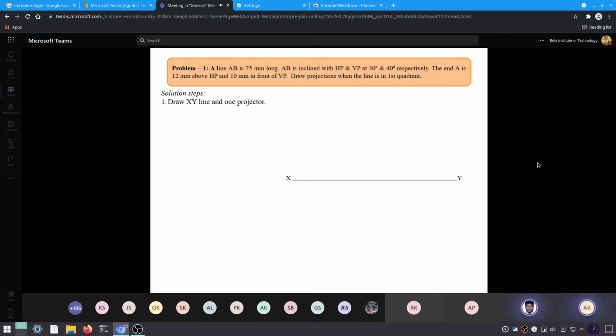Very good. So we'll start the construction with the XY line. On this line, we'll draw our point A, right? You can choose this randomly, so that your complete projection will come on one page, according to your space. Okay. So these are the two points, A and A dash. You know the location of A, so it is 12 mm above.